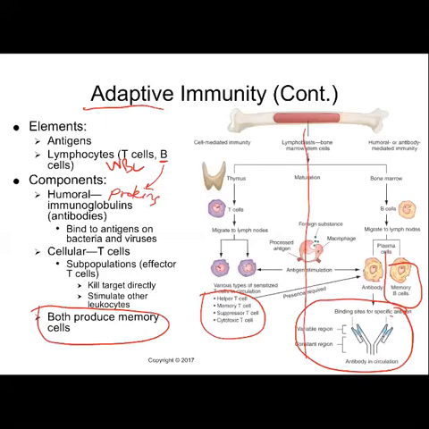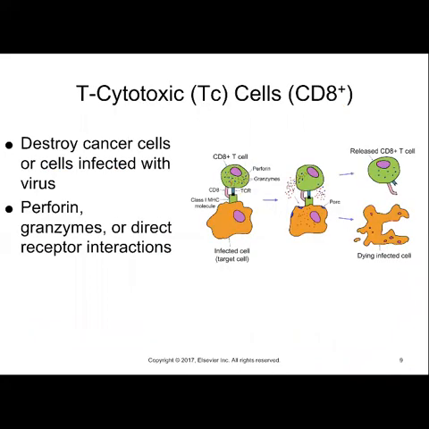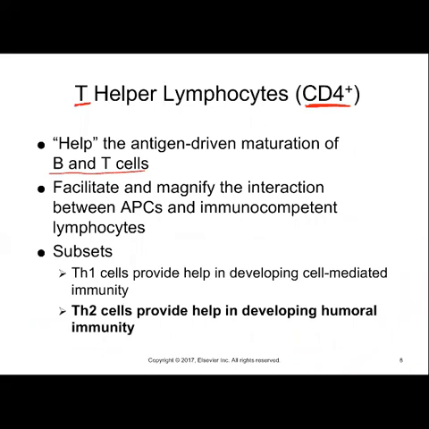So if we come back here, this one right here specifically is CD4 positive T cells, one specific type. They facilitate and magnify the interaction between antigen-presenting cells and immunocompetent lymphocytes. And we call them CD4 positive because, well, we'll get to it on the next slide, they express a protein called cluster differentiation 4, so CD4, on their plasma membrane. The other types of T cells do not express this.